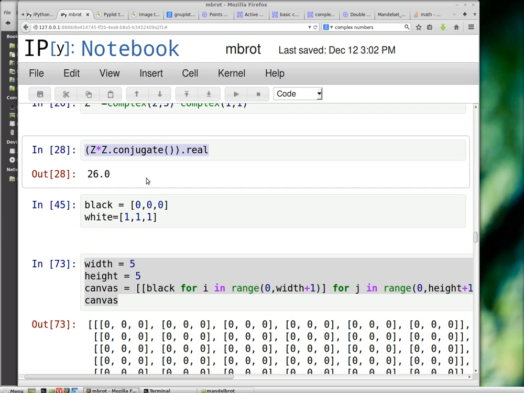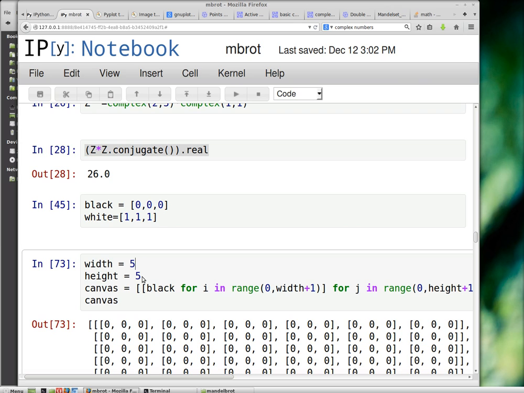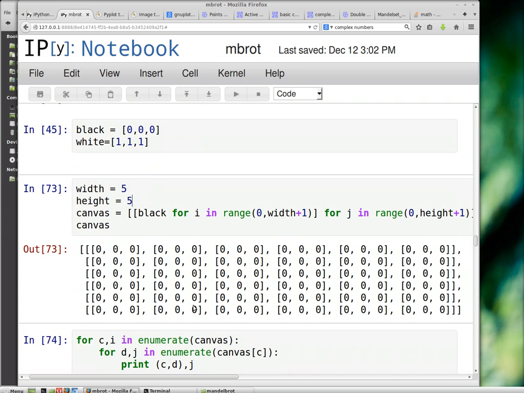So to simplify things in my Mandelbrot solution, I just defined these things black and white. It makes it easier for me to understand. And what I do is I define a width. You don't want to use magic numbers, remember. So, define the width and the height in just one place and then always use those. So this is a canvas. I call it a canvas, but it's just an image that is 5 pixels wide by 5 pixels high, and every pixel is black.